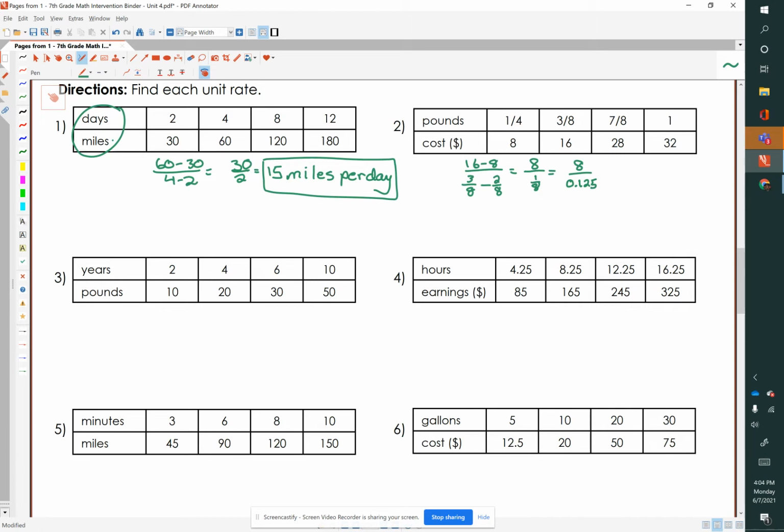And when I divide 8 by 0.125, I get 64. Could that be possible? $64 per pound. 16 minus 8 is 8. 3/8 minus 2/8 is 1/8. 1/8 is 0.125. 8 divided by 0.125, that would be $64. Use the dollar sign, and that's per pound.